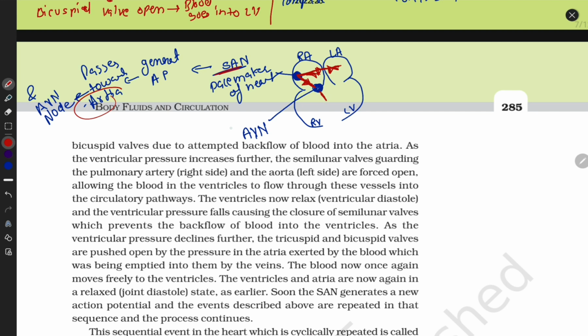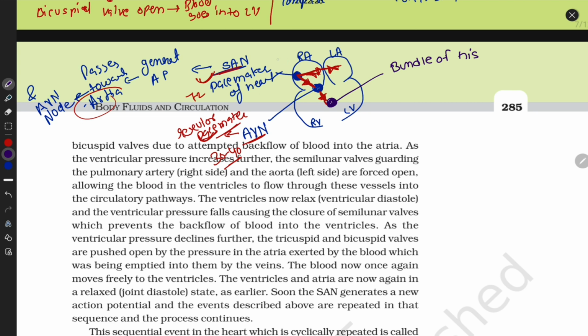The AVN is the reserve pacemaker. If the SA pacemaker can't function, then the AVN, which is also a reserve pacemaker, takes over. But there is a difference. If the heart beats 72 times per minute, the AVN node beats only 30 to 40 times per minute. So the AVN node stimulates and generates its action potential towards the bundle of His.